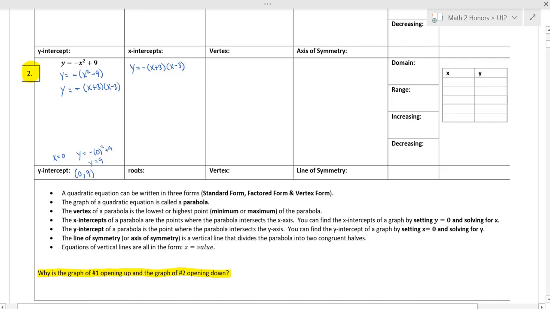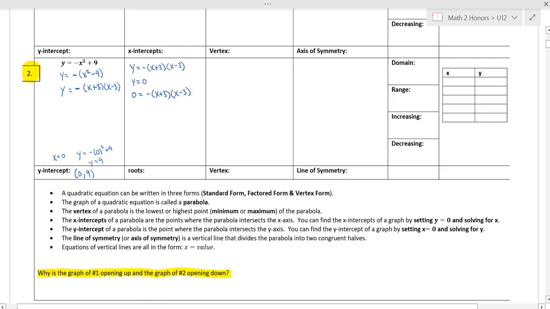Alright, to find the roots, roots is another name for x-intercept. It could be x-intercepts, roots. We also call them zeros. But to find them, you set y equal to 0 and solve for x. It's the opposite of finding the y-intercept. So if y is 0, then I get 0 is negative x plus 3 times x minus 3.